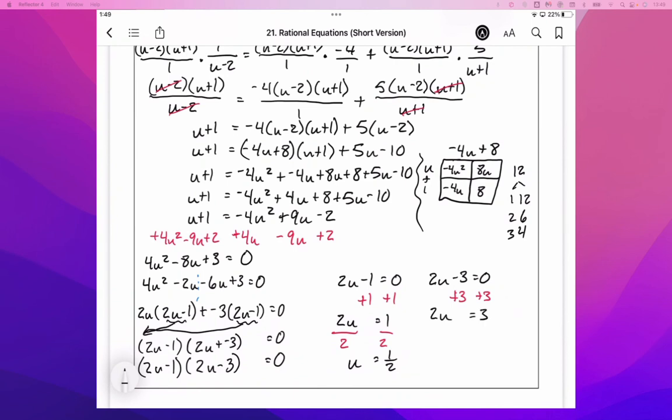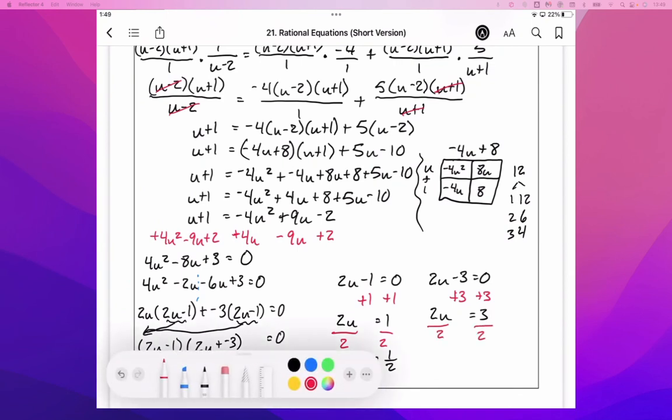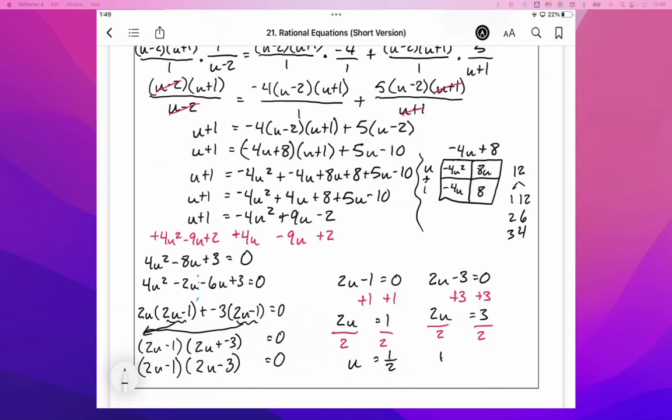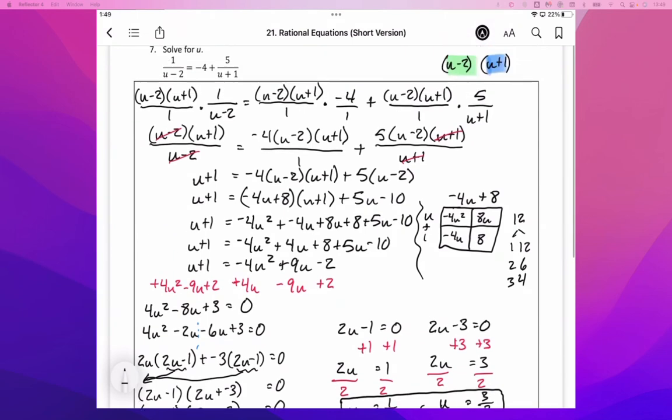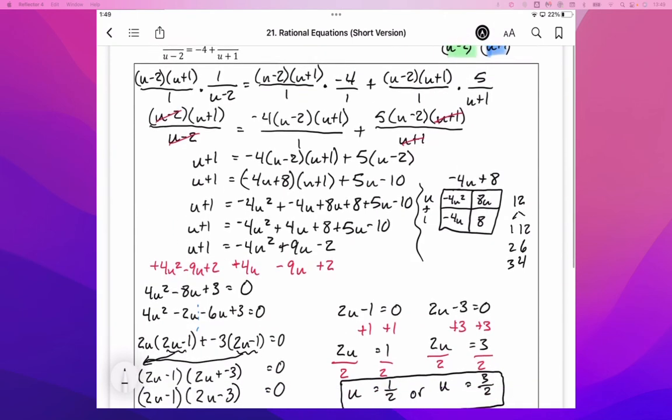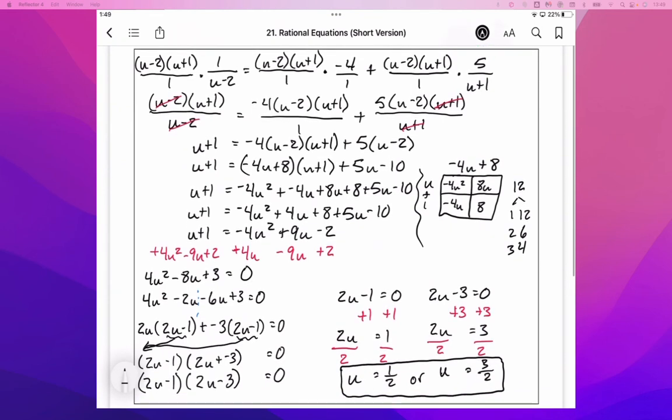Next one, we are going to be adding 3 to both sides. 2u is equal to 3. And we're dividing by 2. End up with some fractions this time. u is equal to 3 over 2. And so, again, we just need to check and see if we were to put that in the denominator of any of our original fractions, if that would cause the denominator to become 0. And the answer is no. So those are the two viable solutions, 1/2 and 3/2.